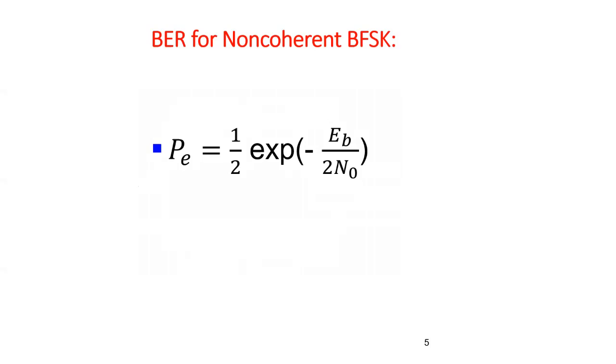This is the expression for average probability of symbol error, where EB is the bit energy and N0 is the noise power spectral density. They will ask a simple question on this. They will give the bit energy and the power spectral density of the noise, and ask you to calculate the average probability of symbol error for this modulation technique, that is non-coherent BFSK. You can use this formula and straight away find it out.